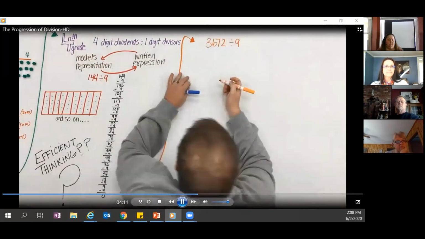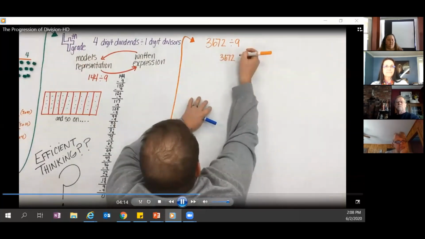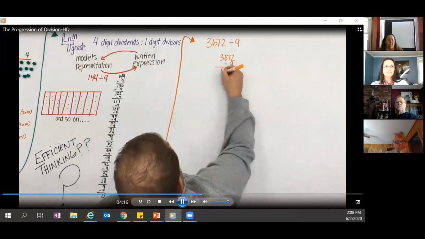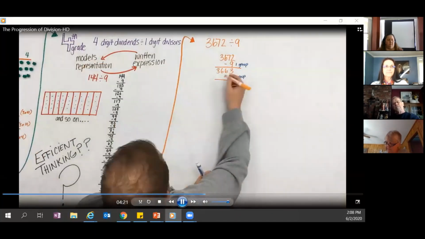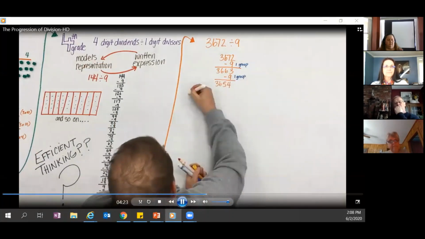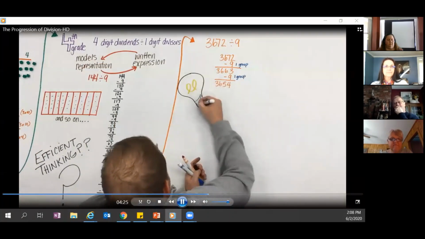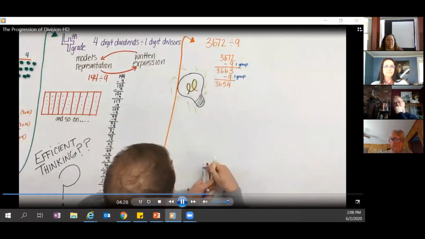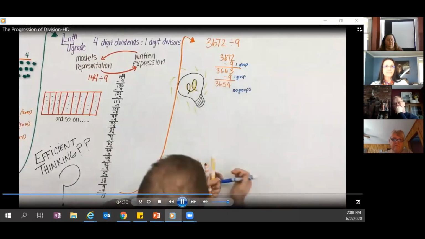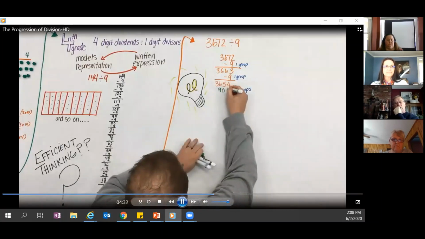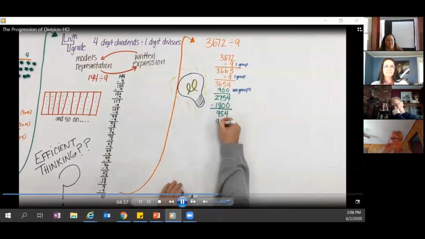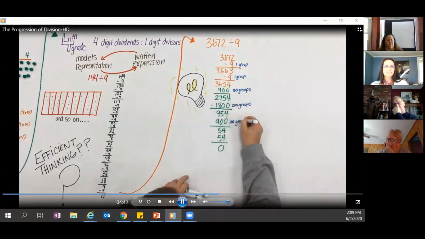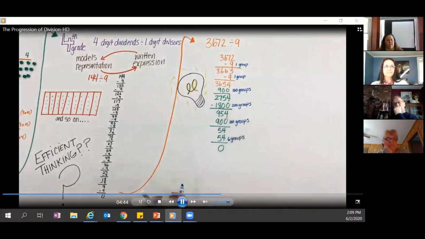So after students do the example of 144 divided by nine, we might throw them in a place with this number where the dividend is 3,672. Well, they start removing groups of nine and immediately they say, oh wow, I'm gonna be here forever. This is gonna take the longest time. Can I take out a group of 100? Sure you can. You can take out whatever groups you want. So they can take out a group of 100, a group of 200, and then another group of 100 nines, and then a group of six nines.